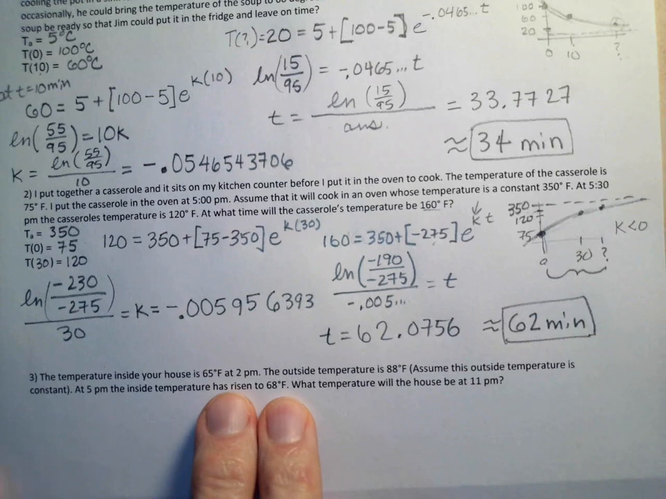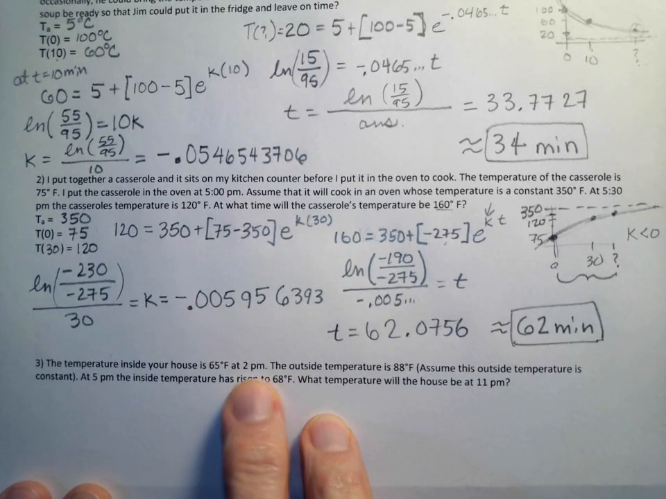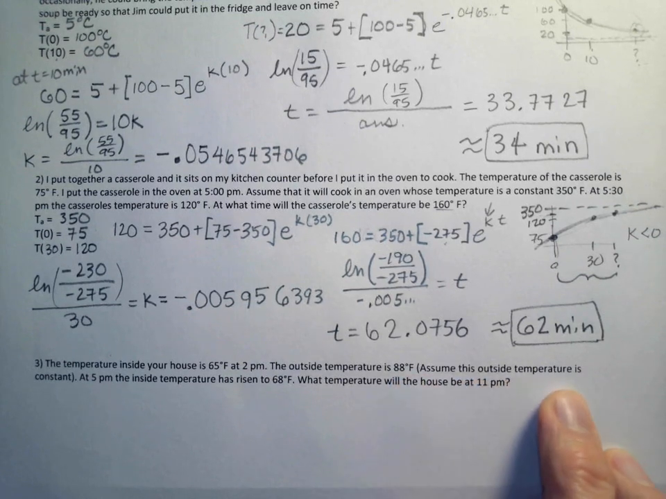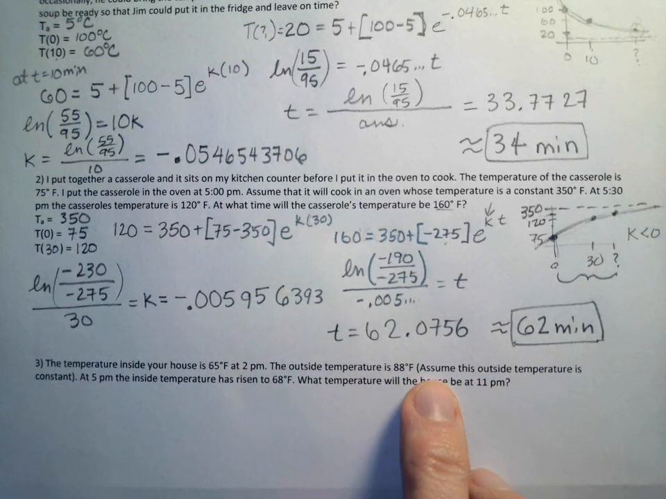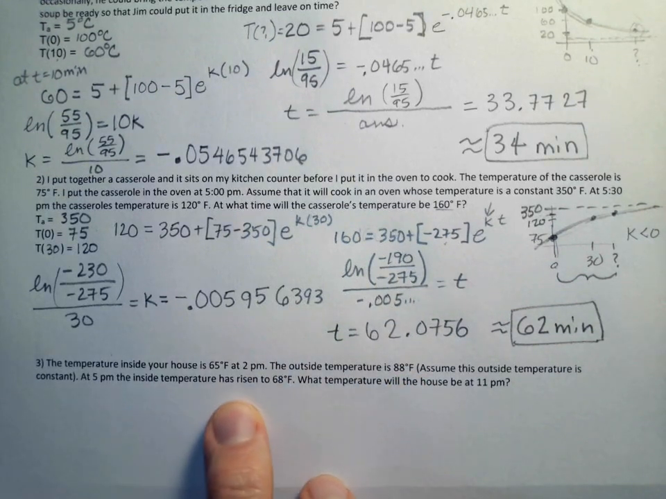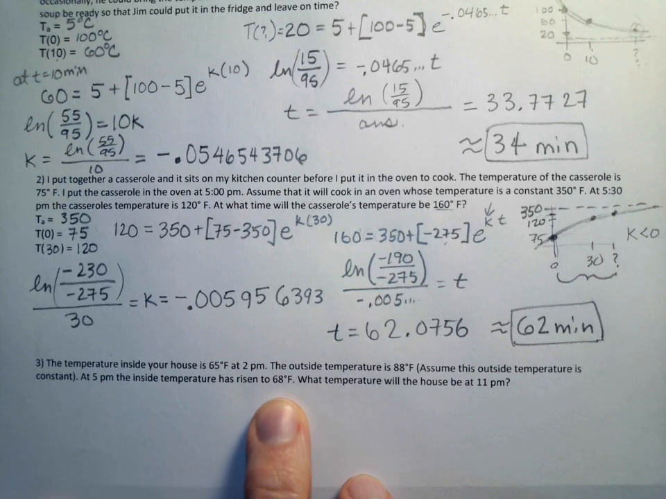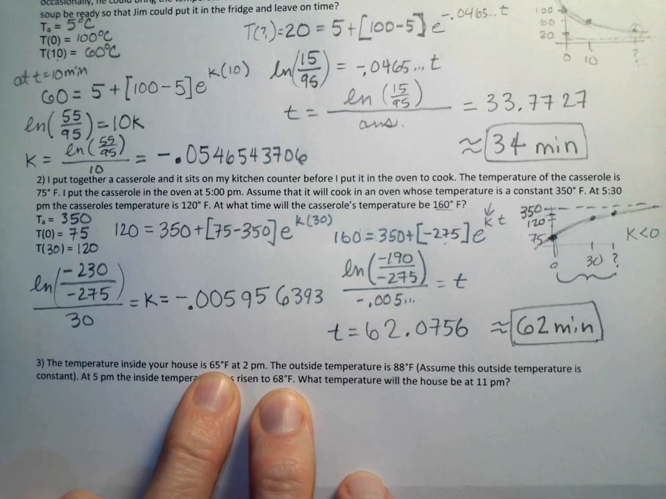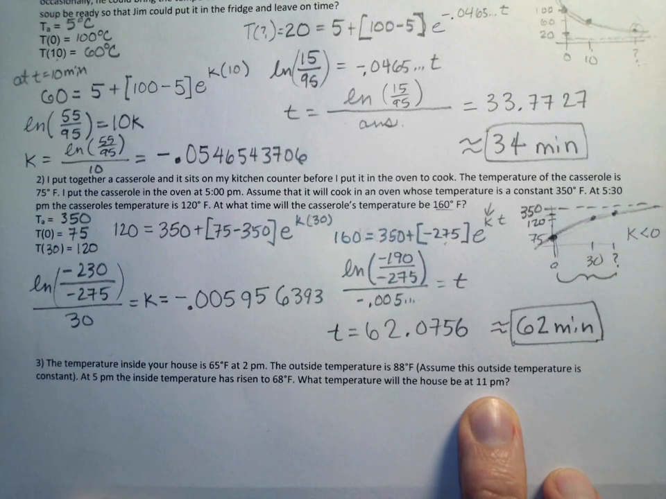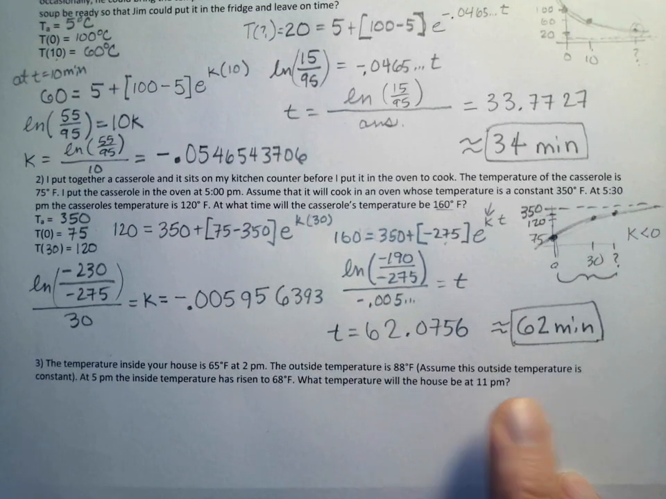Temperature inside your house is 65 degrees Fahrenheit at 2 p.m. The outside temperature is 88 degrees Fahrenheit. Now assume you don't have your heat or air conditioning on in your house. Assume the outside temperature is constant, so that 88 is going to be constant all day long. At 5 p.m., the inside temperature has risen, so it's gotten a little bit warmer. At what temperature will the house be at 11 p.m.?